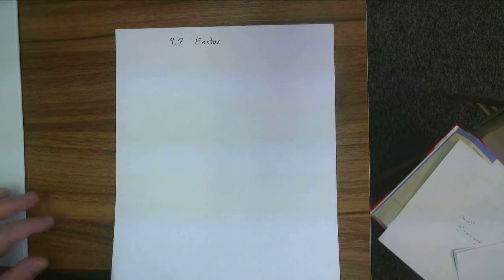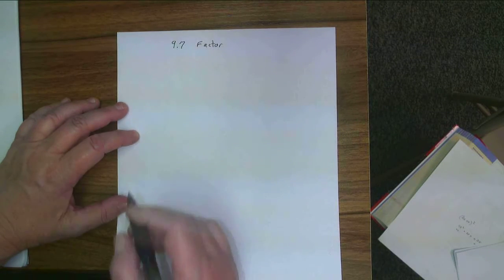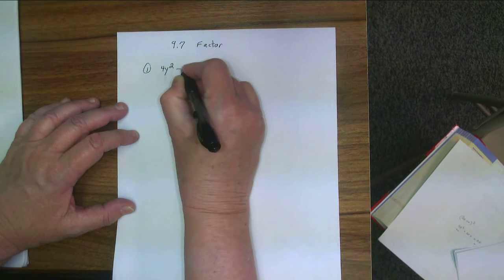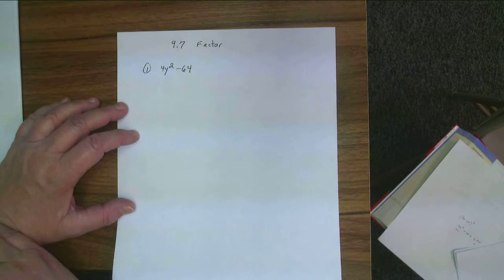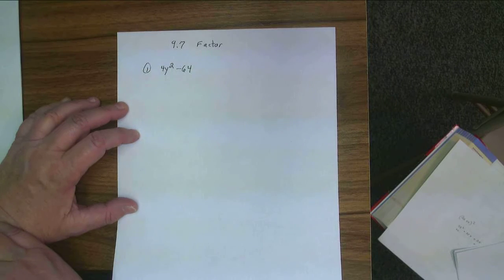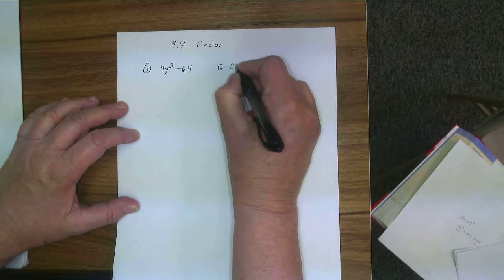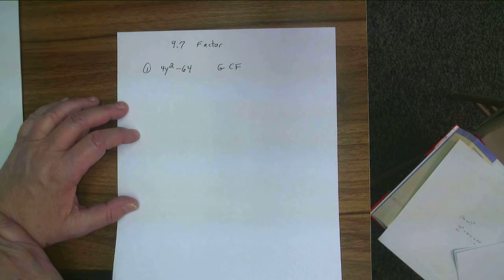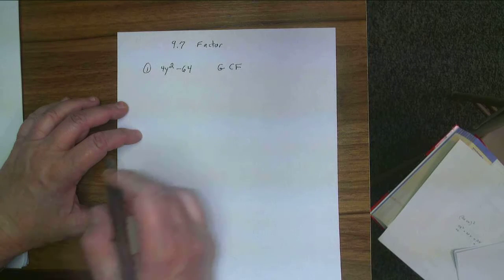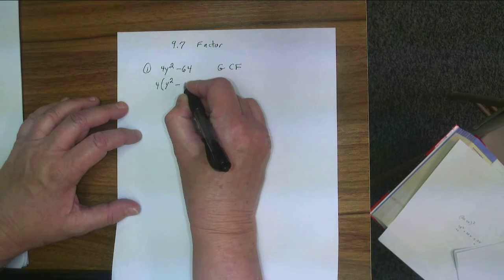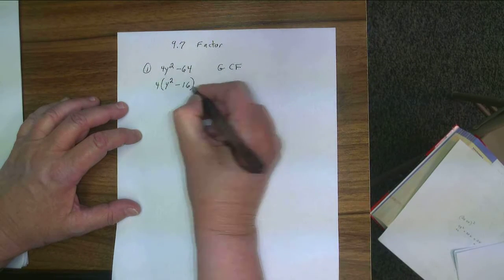Now let's look at a couple more factoring and then solving problems from 9.7. Let's say we had 4y squared minus 64. Now, you do recognize that both of those are perfect squares, but also you need to look at taking the GCF out so that it would be factored completely. If I factor out a 4, I'm left with y squared minus 16.